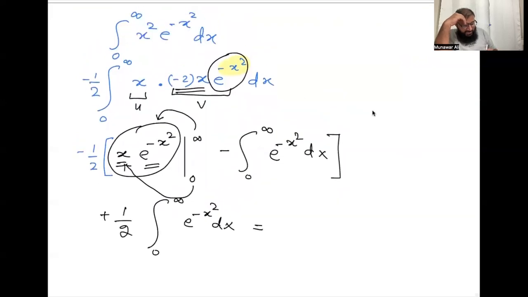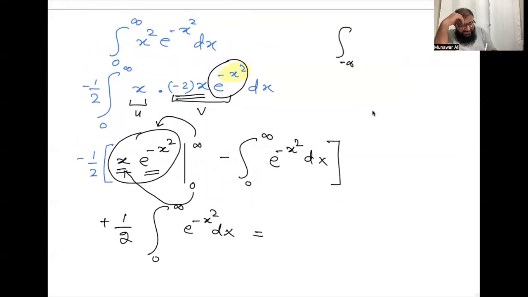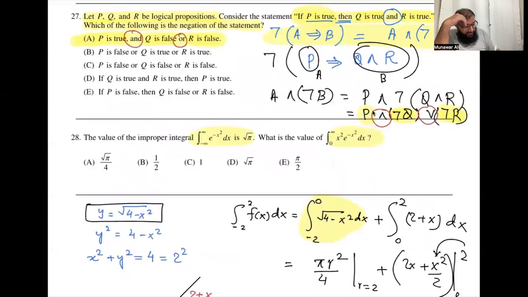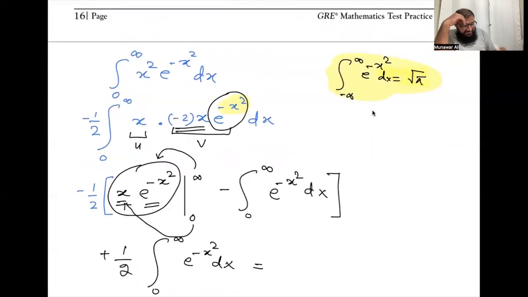But what do we have? The integral from negative infinity to infinity of e to the negative x square dx is the square root of pi, from what is given to us. But since the function that we have is symmetric, the integral from 0 to infinity would be half of this, meaning square root of pi by 2.